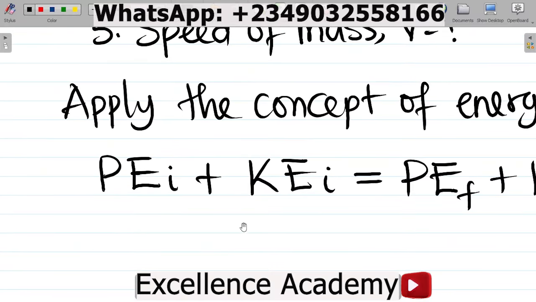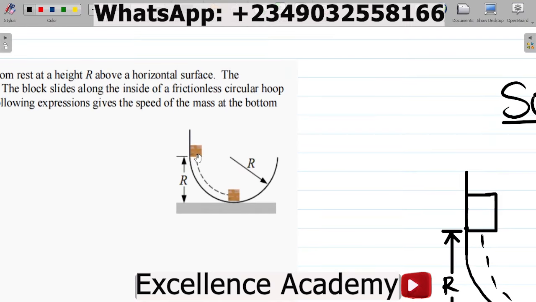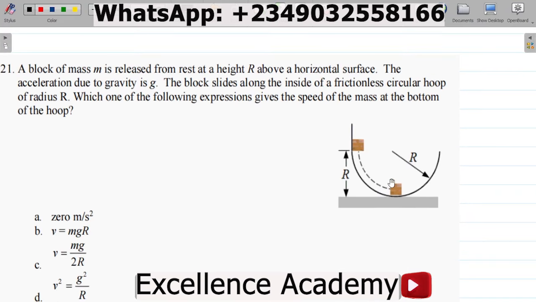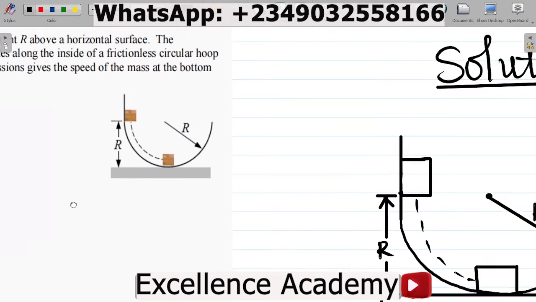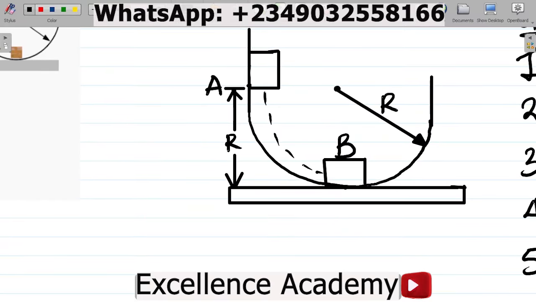And how do we apply these two? If you look at the diagram given here, they said the block swings from this top here up till this point. We're asked to find the speed at the bottom of the hoop. That's this. So basically, our initial point is this. Let's call this point A. This is our initial point, while point B at the bottom is the final stage. Now, at the initial stage, let's take kinetic energy KE.